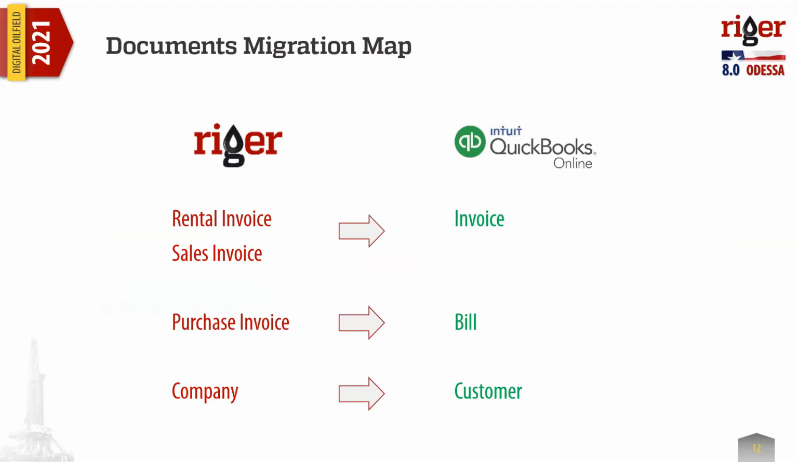So typically we send rental invoices or sales invoices from RigER to the QuickBooks application. And in QuickBooks, it's an invoice document. Purchase invoices can also be sent from RigER to QuickBooks Online. And in QuickBooks Online, this document is called a bill. And also we can send the information about the company, customer or vendor to the QuickBooks application. And in your QuickBooks, it will be a customer for sure.